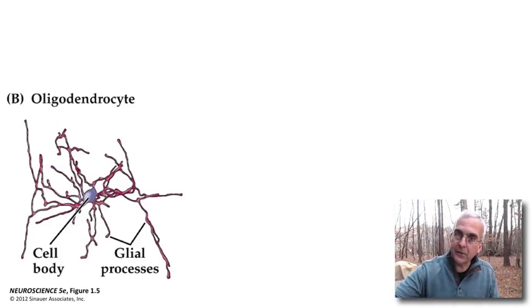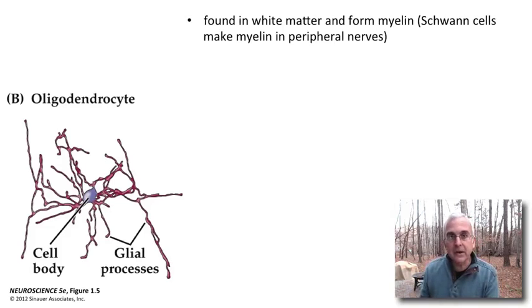Okay, the next type of glial cell to consider is the oligodendrocyte. And the oligodendrocyte is more of a specialist. Its functions seem to be much more limited than that of the astrocyte. Specifically, the oligodendrocyte is found in white matter because this is the cell that forms the insulation around axons in the central nervous system. And that insulation is called myelin.